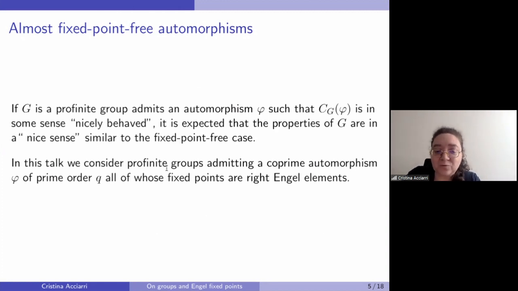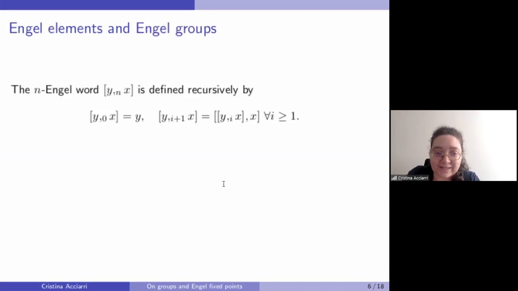Now, what I am going to talk about in my seminar is profinite groups that have a coprime automorphism phi of prime order q, and we are assuming this nice property: that all fixed points are right Engel elements. This will be the condition that I am going to work with. So in the next slide, I will recall some definitions related to the context and the concept of right Engel elements, and then state the main result.